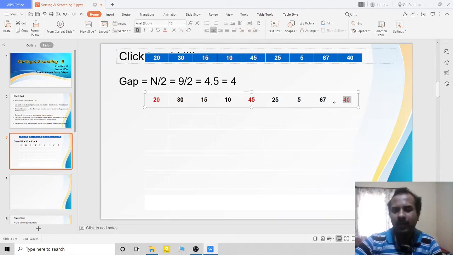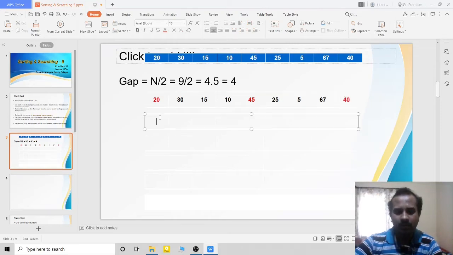Now compare 45 and 40. 20 will remain as it is. 45 is greater and 40 is smaller, so swap them. This is the advantage of shell sort compared to insertion sort: the longer distance element is sorted out very easily. So that is how we get 20, 40, 45. Now compare again 40 with 20. Whether 20 is greater? No, 20 is smaller only. So 40 will remain as it is.